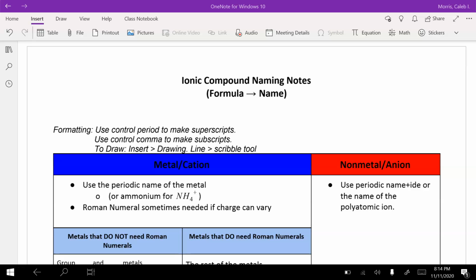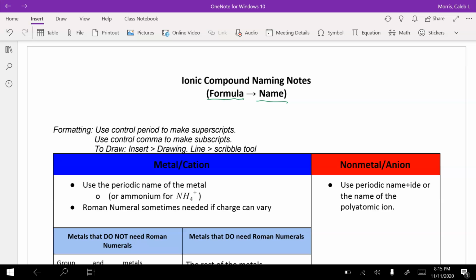Hi class, this is a video on how to write the names for ionic compounds. So last time we learned how to write formulas. If I give you the name, this is going the opposite direction. So if you already have the formula, how do you find the name? To start with, we want to talk about what the names of anions and cations are. So what are the names of our different types of ions?